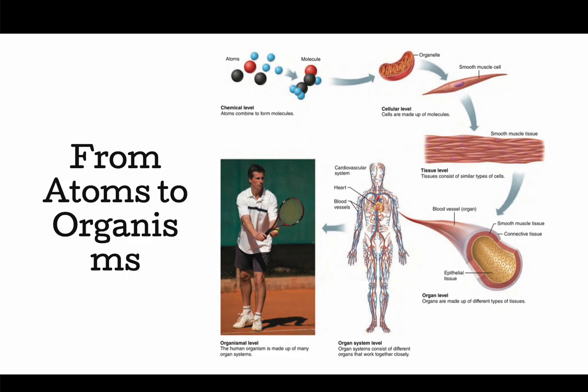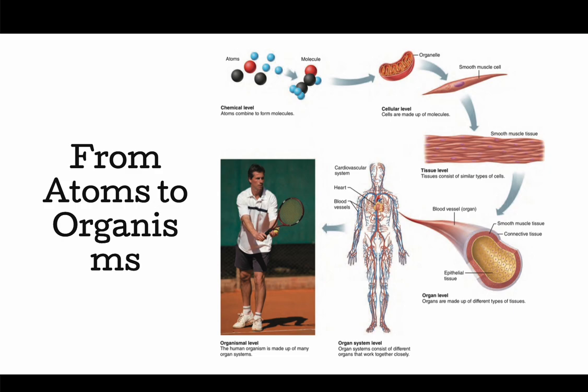So tissues are groups of similar cells that have a common function. So the four basic tissue types in the human body are, first, your epithelium, your muscle, your connective tissue, and your nervous tissue.